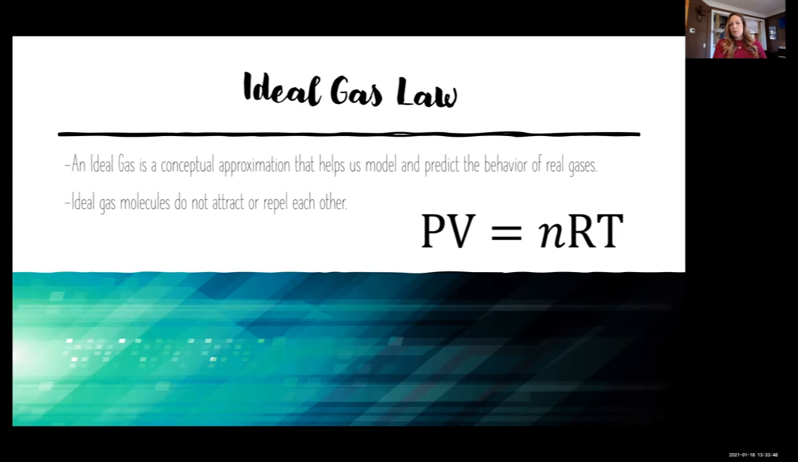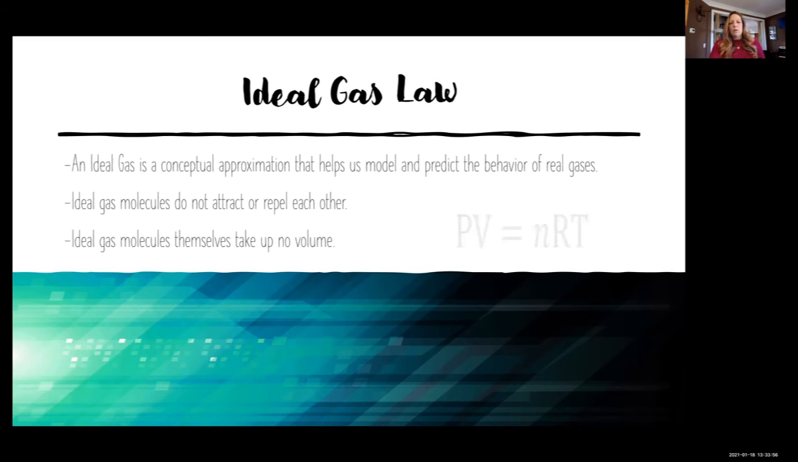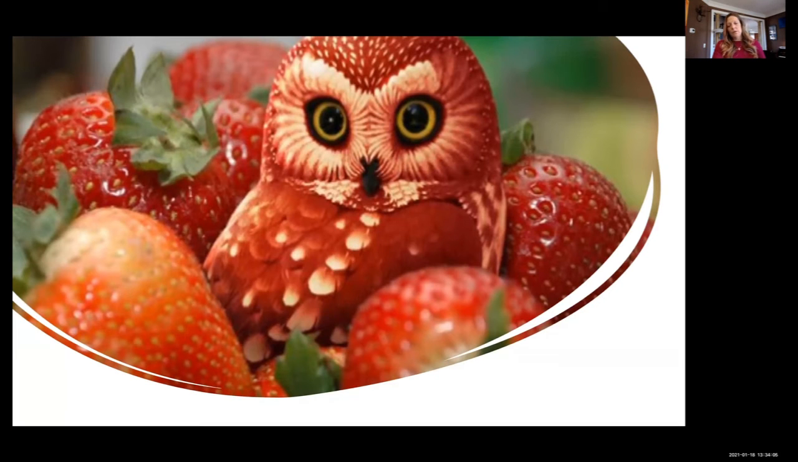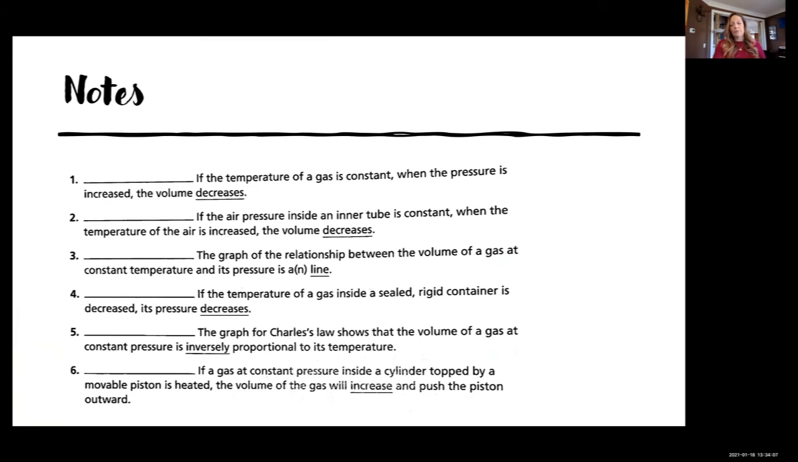So ideal gas molecules do not attract or repel each other. These are the rules for our imaginary concept that we're going to use. And ideal gas molecules themselves take up no volume, which obviously is not possible, right? But you will use PV equals nRT, most definitely, at some point in chemistry, if not a lot. This go around, definitely in high school chemistry.